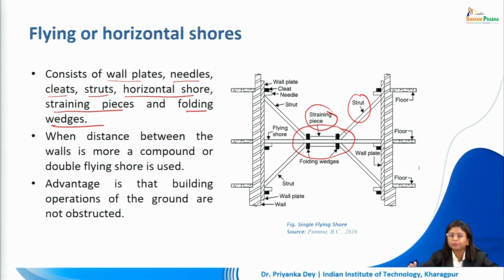and we are holding it in position with the help of folding wedges. Now when the distance between the walls is more than 9 meters, we can go for the double flying shore. The advantage is that the building operations at the ground level are not obstructed, so we can continue all construction processes and movement along the ground floor area.